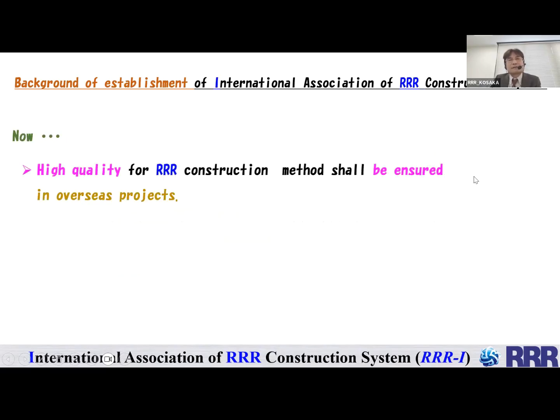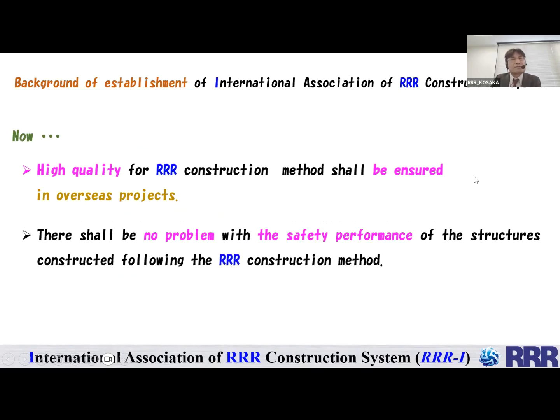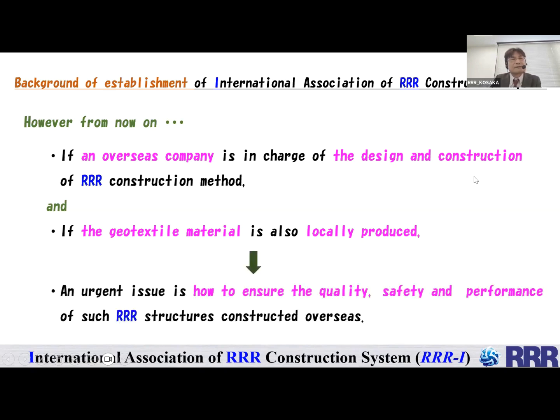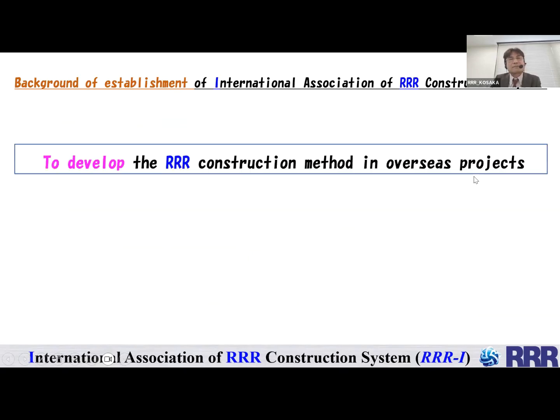Now, high quality for the serial construction method shall be ensured in overseas projects. So there shall be no problem with the safety performance of the structures constructed following the serial construction method. However, from now on, an overseas company may be in charge of the design and construction, and the geotextile material may also be locally produced. The urgent issue is how to ensure the quality, safety, and performance of such serial structures constructed overseas.